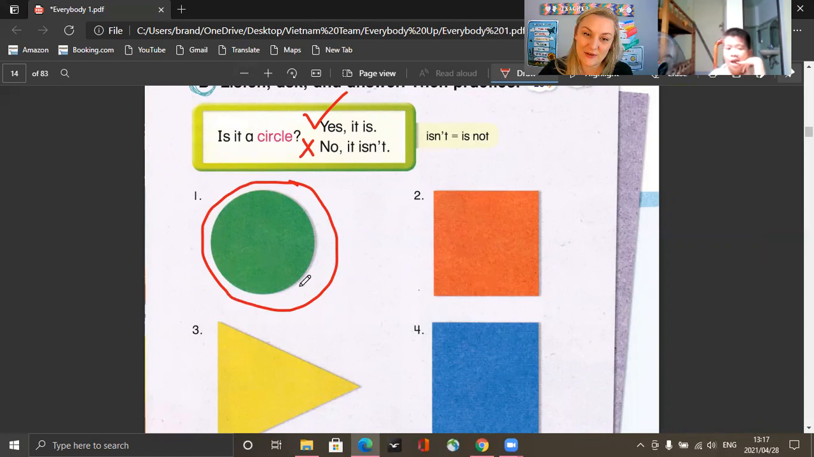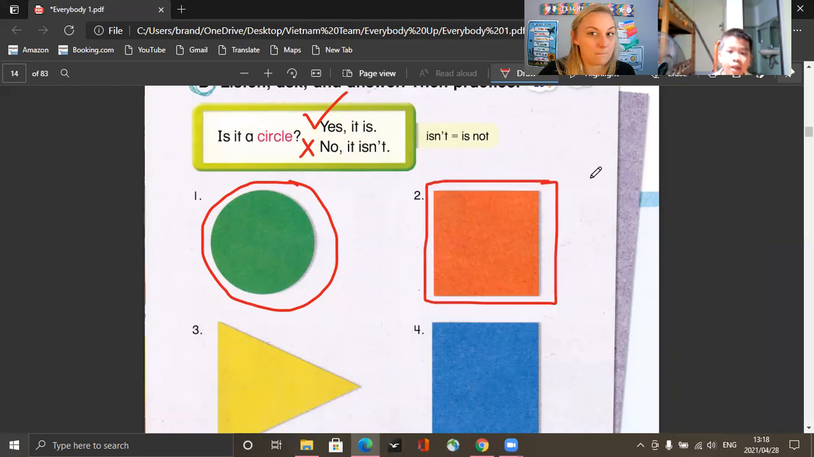Is it a circle? Yes, it is. Okay, can you say, yes, it is? Yes, it is. Very good. Okay, let's look over here. Is it a triangle? It is a triangle. Is this a triangle? Yes.